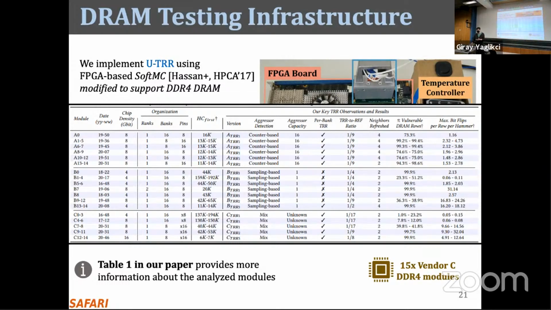Or it shows what patterns are... well, it's not showing the patterns directly, but it is showing some observations regarding what the TR mechanism implemented in each of these modules looks like. Okay, I will cover the key observations anyway, so I won't keep talking about that table anymore.